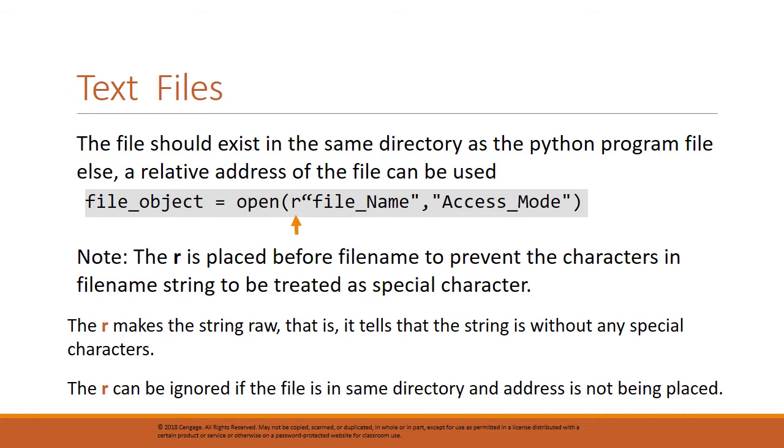If the file you're processing is not in the same working directory as your Python program, you'll want to specify a relative path. You can place an r before the file name to prevent the characters in the file name string from being treated as special characters. The r makes the string raw, and it tells the Python interpreter that the string is without any special characters. The r can be ignored if the file is in the same directory and the address does not include a relative path.